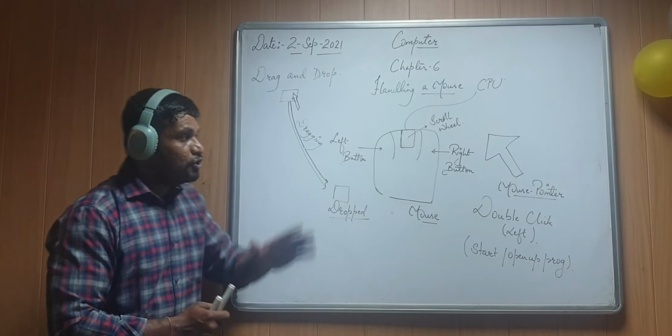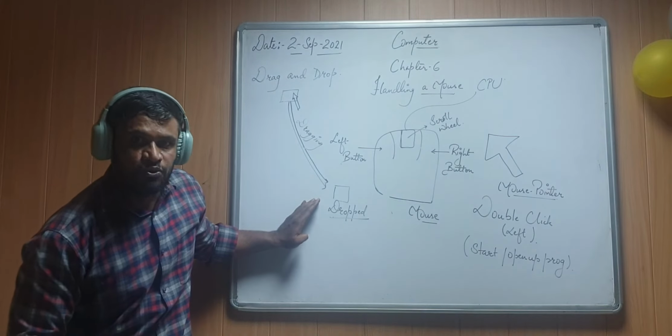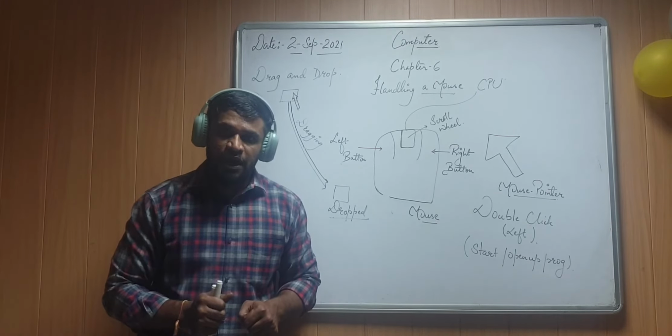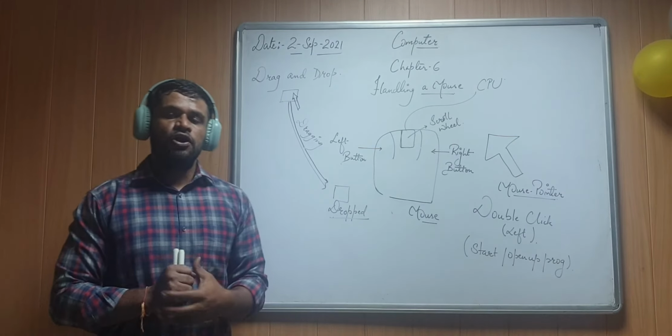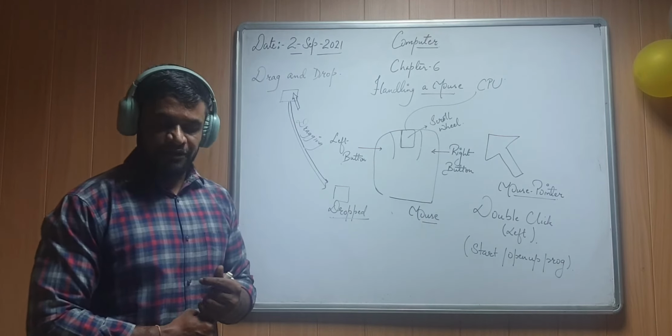So what you have done, you have clicked on that icon, you have pulled that icon to a new location and you have dropped it there by the use of mouse. Hence this action of mouse is known as drag and drop. This makes your chapter's explanation briefing end.